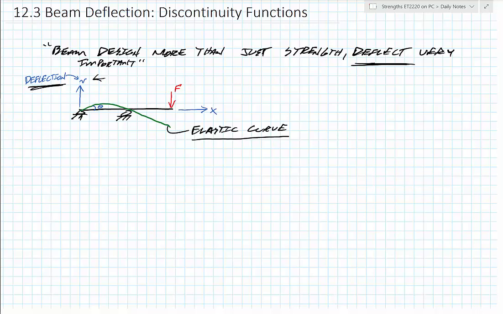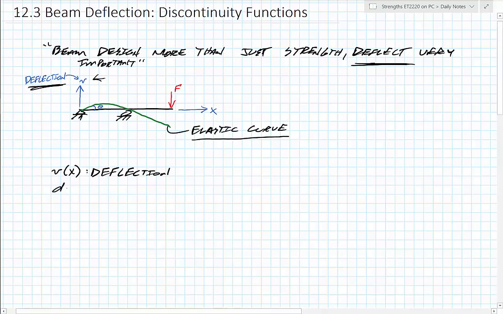How do we get there? Well, if we define this lowercase v of x as the deflection, and deflection then is just that line, we know if we take the derivative of that line with respect to x, that is what we're going to call theta of x, and I have it labeled up there as theta, and that is the slope. So we already know that the derivative of a line is equal to the slope of that line.